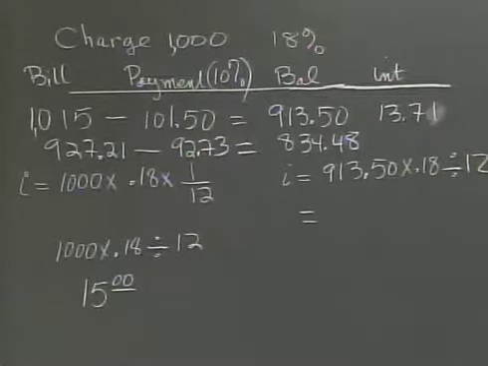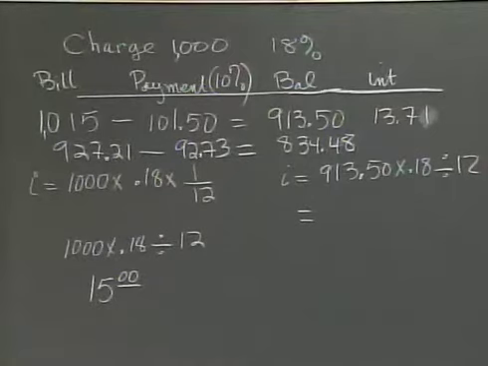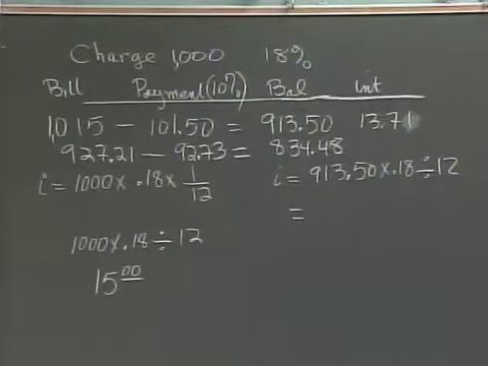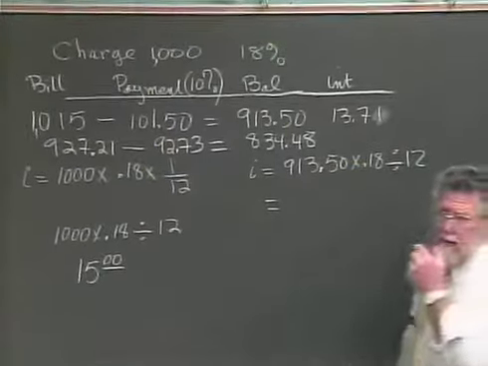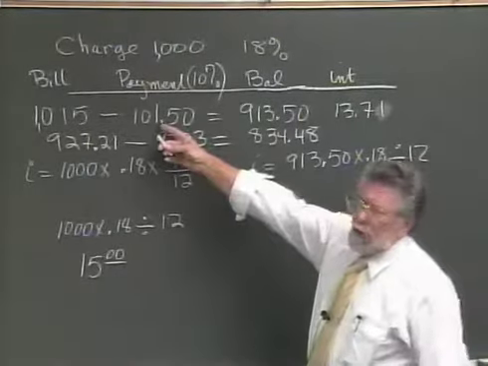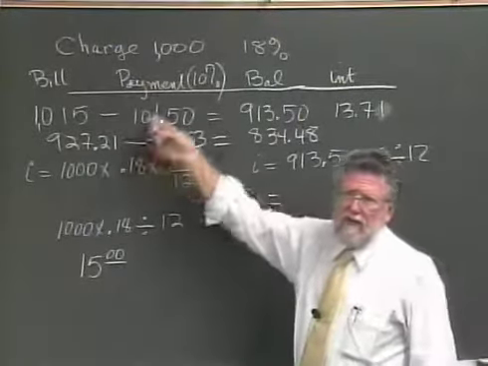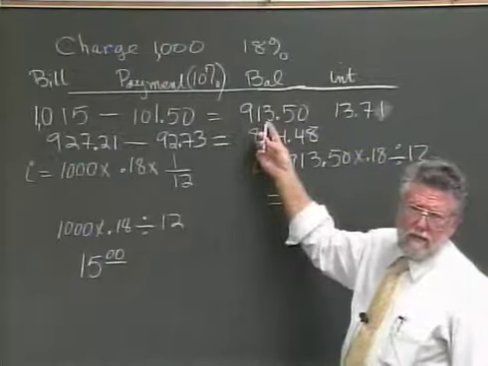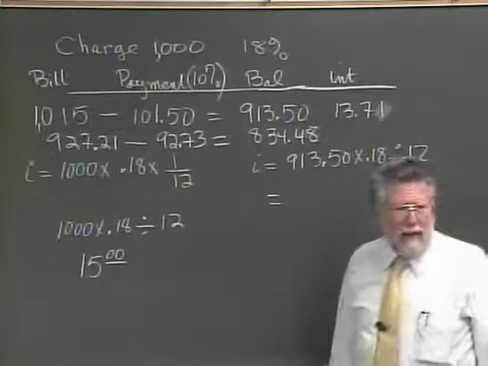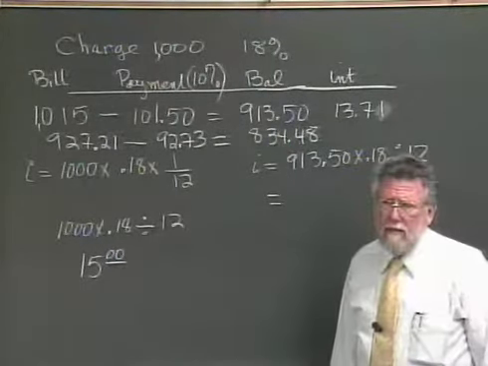There's my 1,015, and I paid $101.50. And then I have a new balance, correct? So my new balance just does a subtraction. You can check this out on your calculator. You're going to take the 101.50 from the 1,015, and here's what you owe: $913.50. That's your balance. You've made your payment.